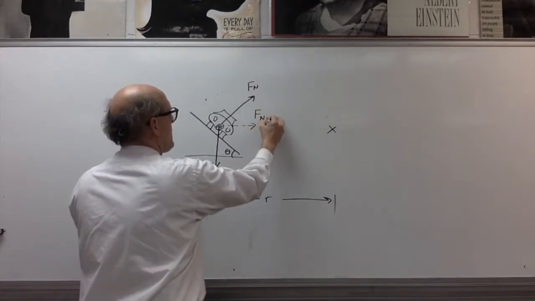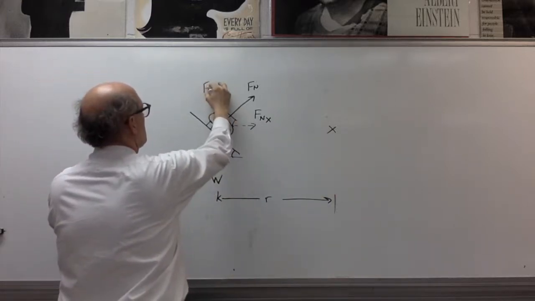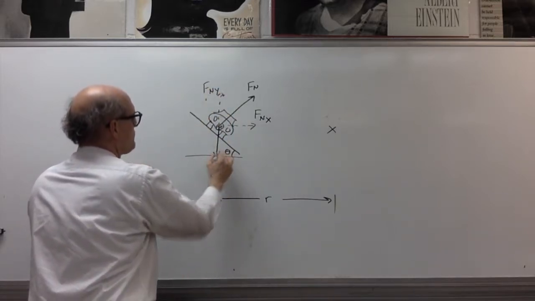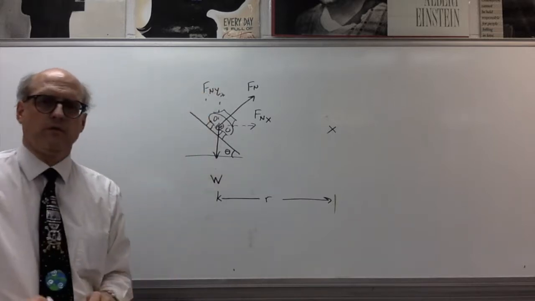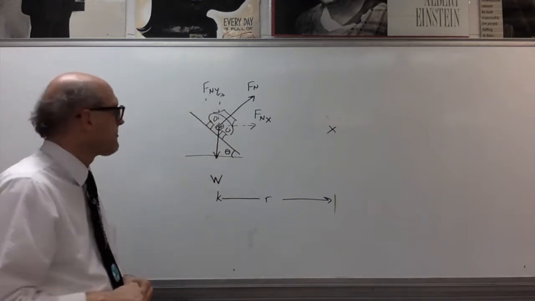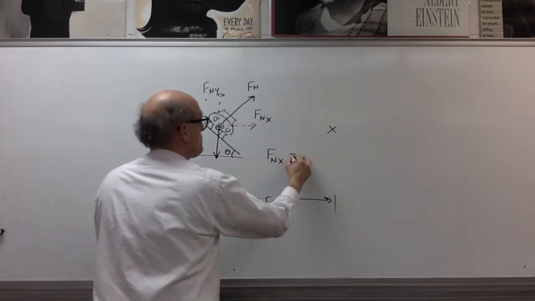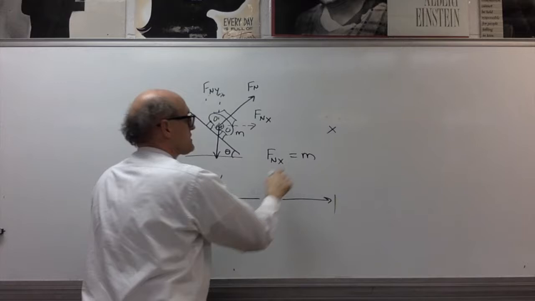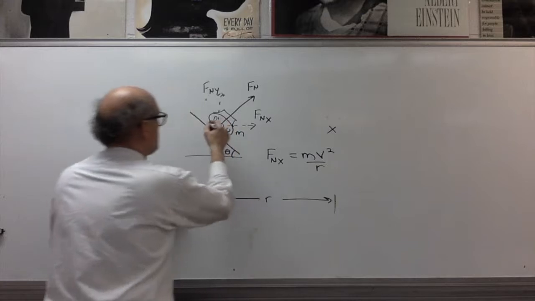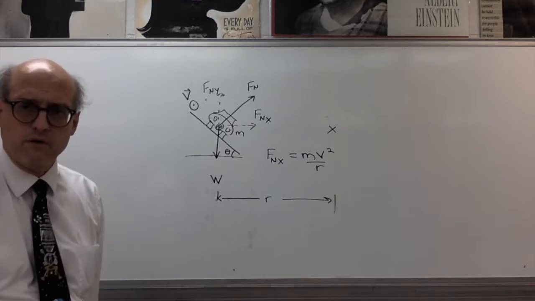And I'm going to call that Fnx because that's going to be my x-axis. And then that leaves us with the component Fny, which has to be equal to the weight. Let me just shorten the weight vector here. So these two vectors are equal, right? Because the car is not accelerating vertically. So Fny must be equal to the weight. So, using Newton's second law, we can write that Fnx is equal to the mass of the car times the acceleration of the car, which would be v squared over r, where v is the speed of the car, and at this moment it's directed out of the board.